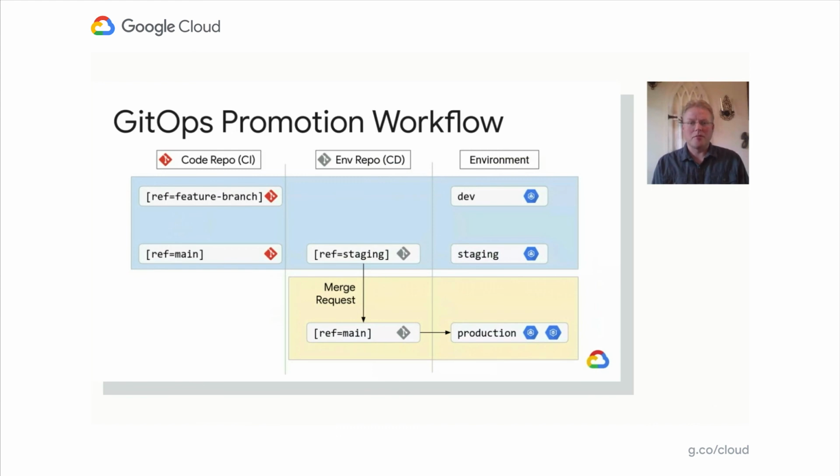After those changes have been validated on the staging cluster, the operations team or the developer, depending on your workflow, can create a merge request to promote the configurations from the staging branch to the mainline branch. And when those changes are merged into the mainline, the deployment to production is automatically triggered.